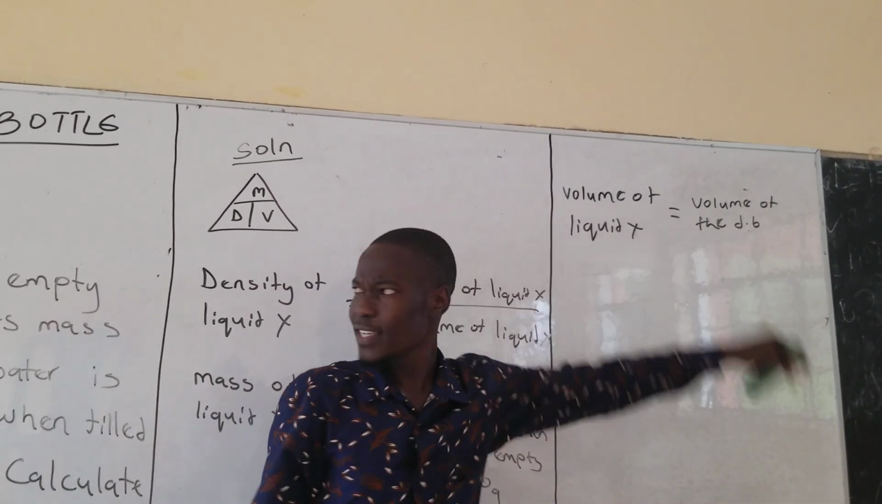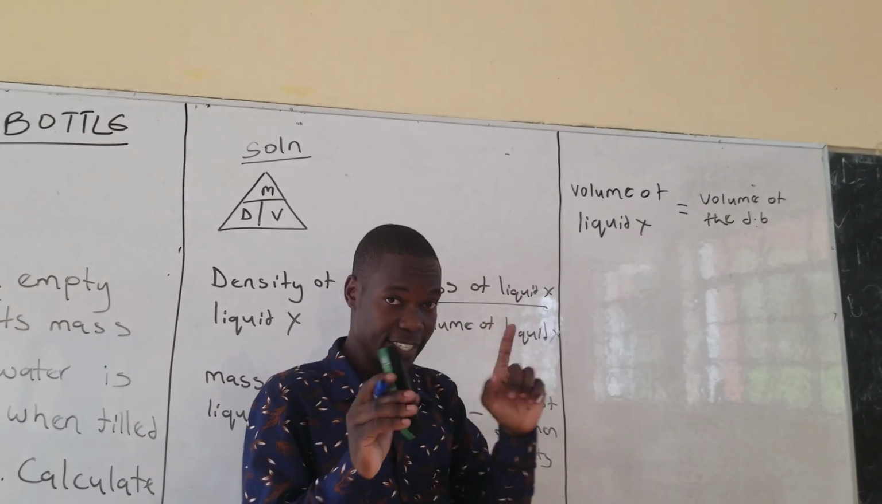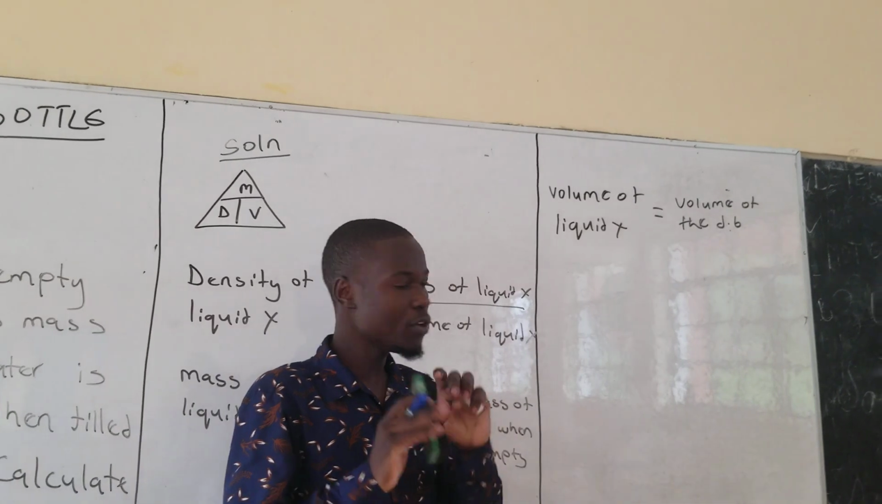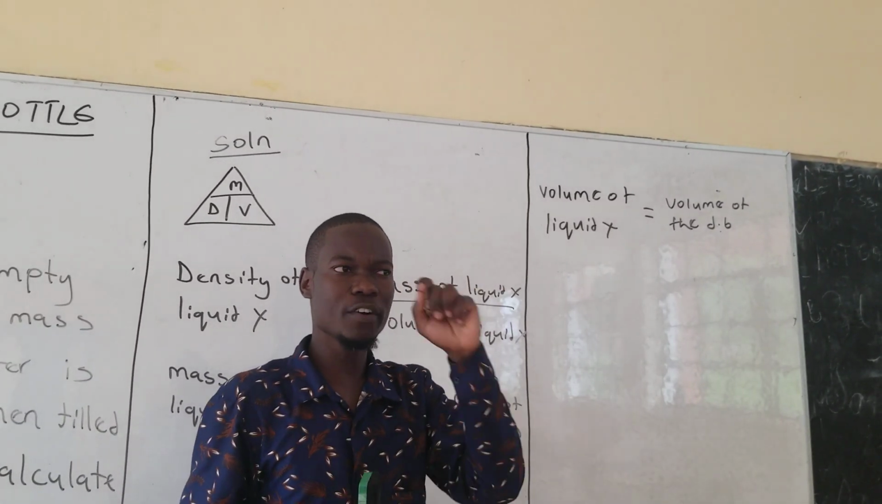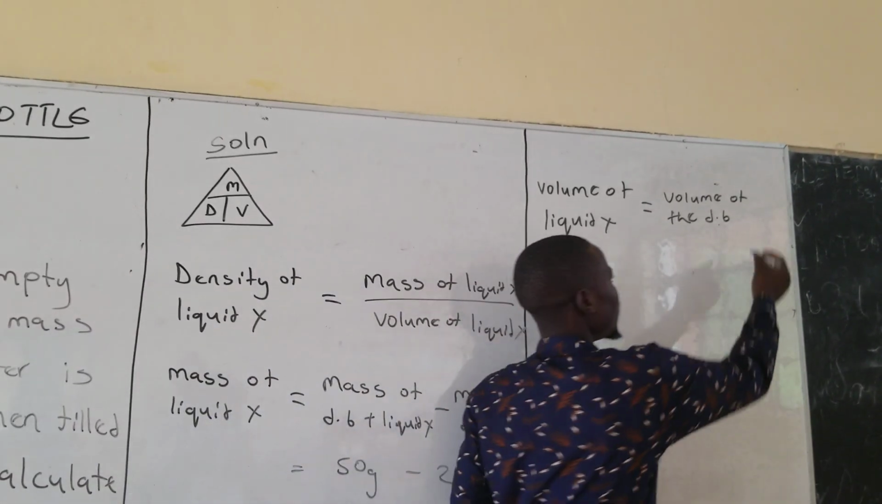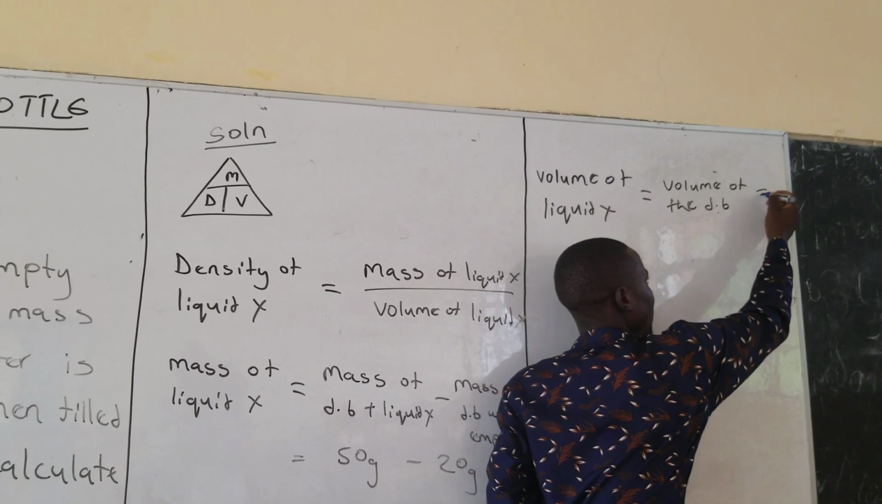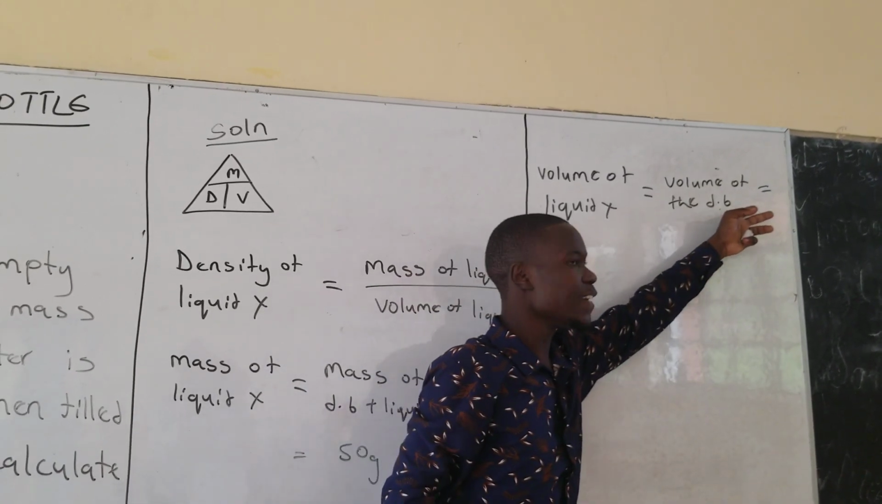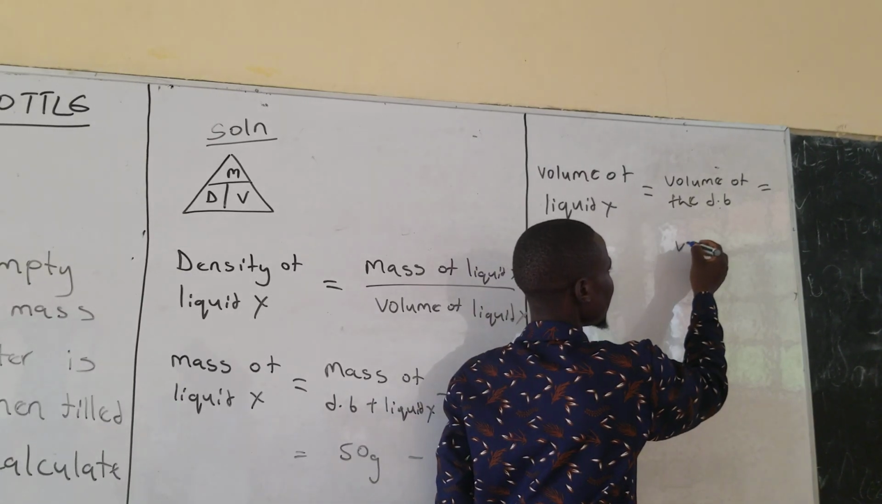And you realize that the density bottle that we are given here, we do not know its volume. We don't know its capacity. And therefore, we have to first of all get the capacity of the density bottle. How do we get the capacity of this density bottle? No, sorry, this is an equal sign. The volume of the density bottle is equivalent to the volume. Let me write here.